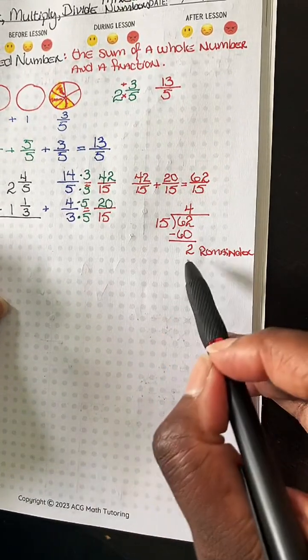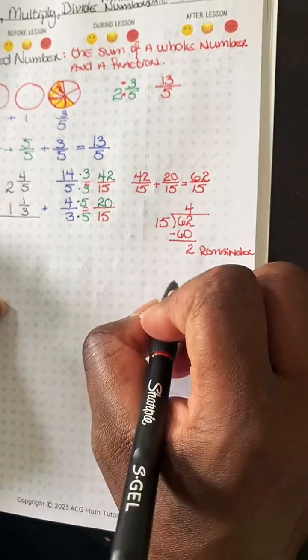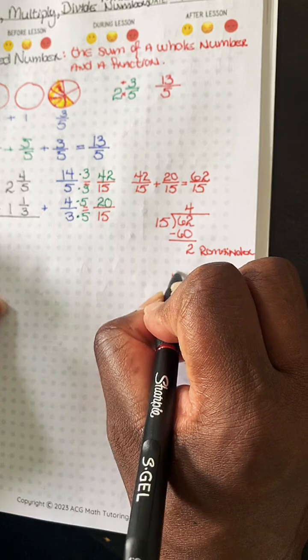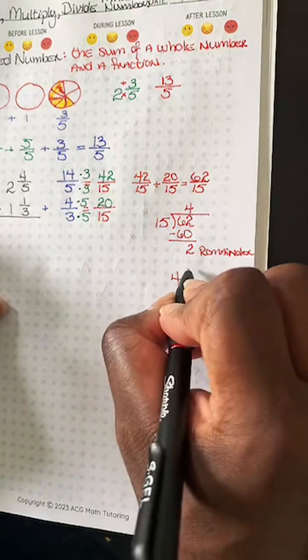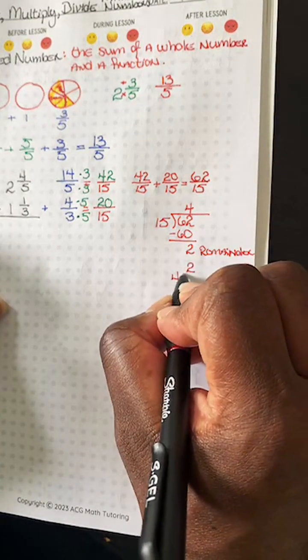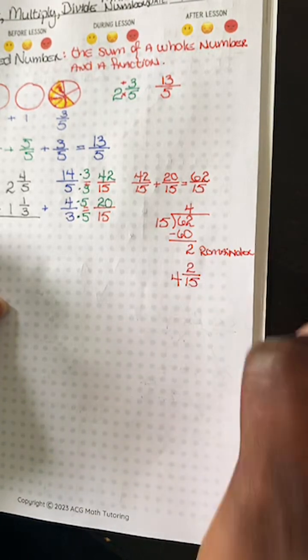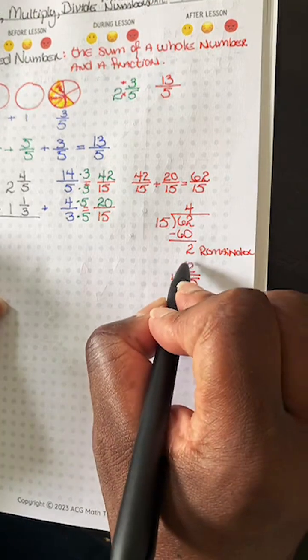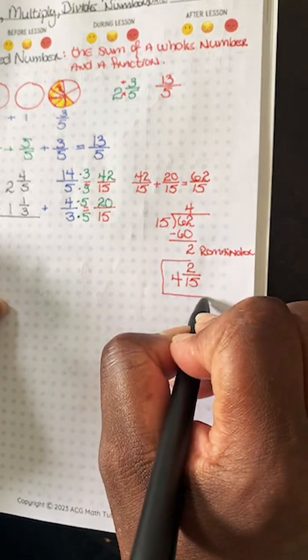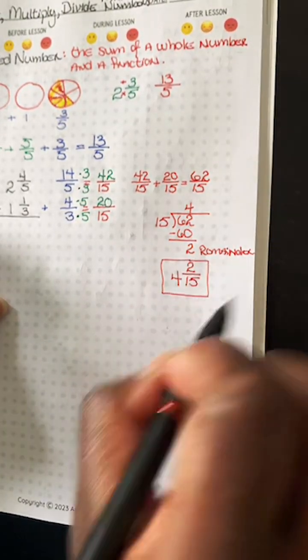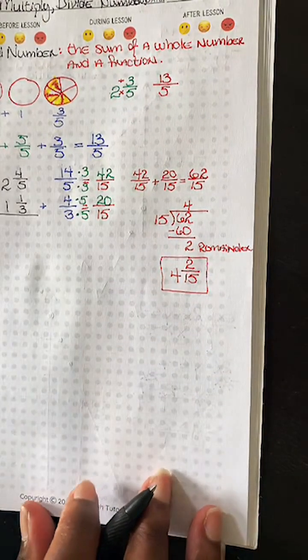Okay, so we're basically looking at a whole number of 4 with a remainder of 2 out of what was our divisor, 15ths. I know, we went in a nice roundabout world of adding those two together.